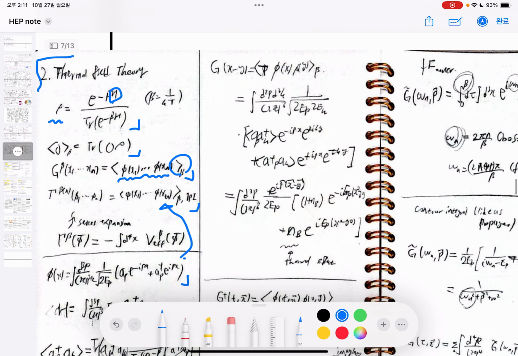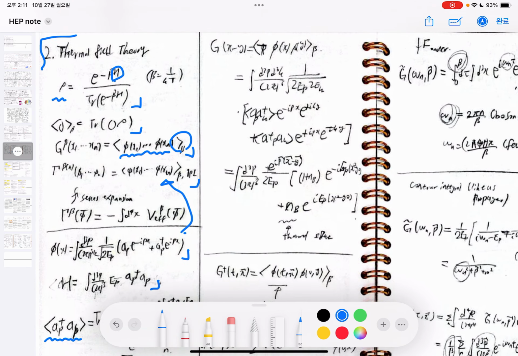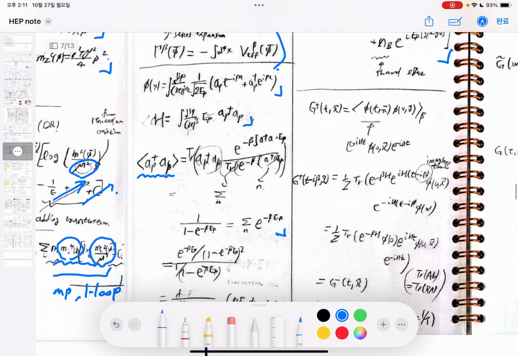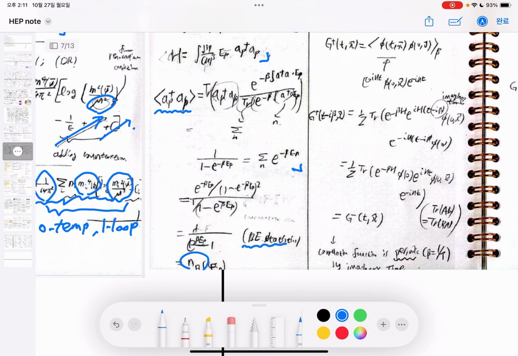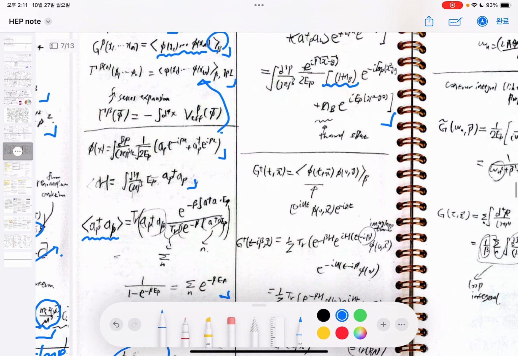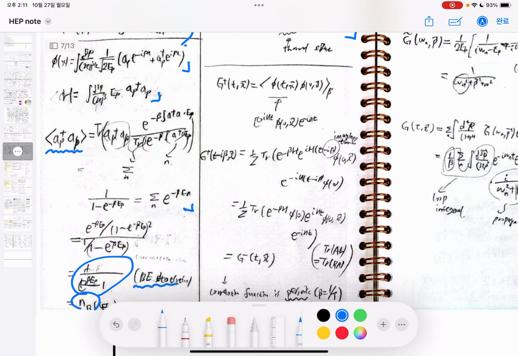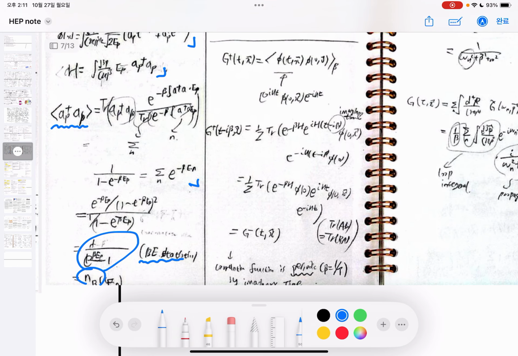Similarly, if we consider A dagger, we can obtain a similar one, plus the MB. So for the 2-point correlation function, the propagator yields the following form, and MB is a Boltzmann statistic as 1 over the exponential of beta E minus 1. So this contains the thermal effect with the temperature dependence.